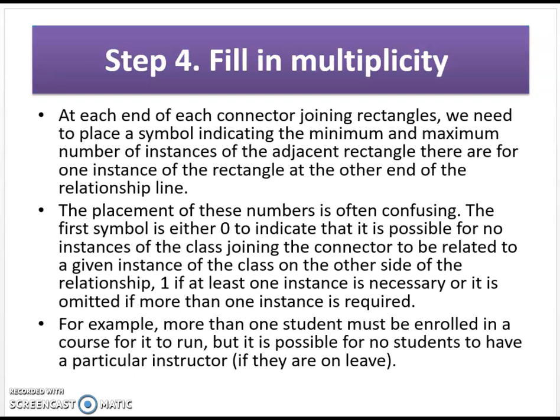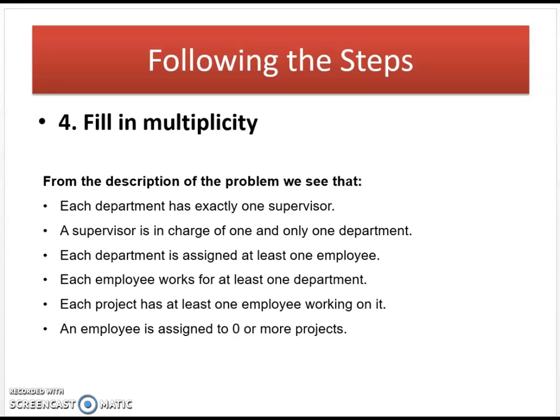Remember, with the multiplicity, we can have 0 to many, 1 to many, 0 to 1, and we can have a range which could be, for instance, between 2 and 4, but that will be specified in any given example. Going back to our example, you can see that each department has exactly one supervisor, and the supervisor is in charge of one and only one department. That means the relationship between those two classes is one-to-one on both sides.